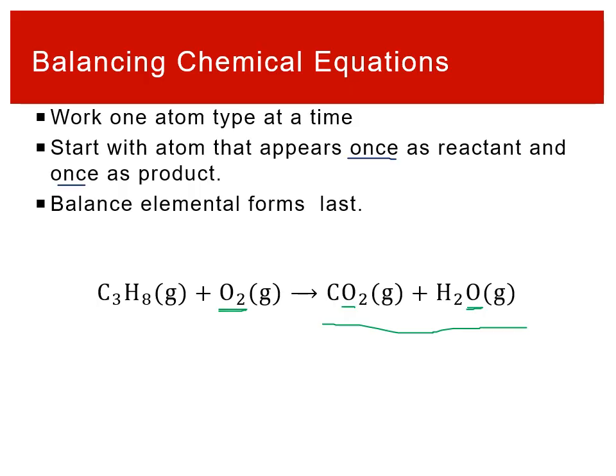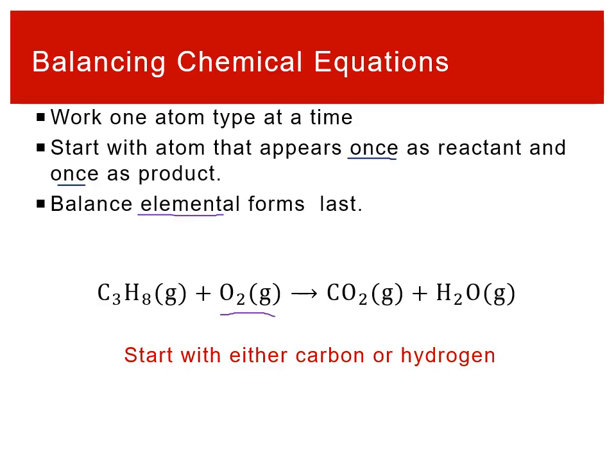The next thing we want to look at is balancing elemental things last. When we're talking about elements, that would mean some sort of atom type that shows up in its elemental form. And in this case, it would be oxygen. So oxygen shows up in its elemental form in this reaction, right? That's not a compound. That is just oxygen atoms. That's going to be the best place to end. We always want to save elemental forms for last.